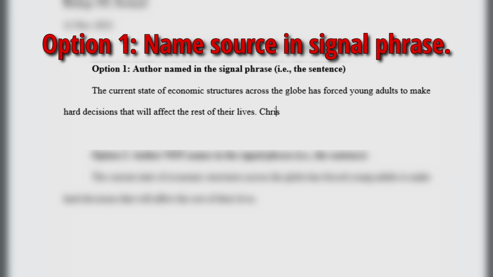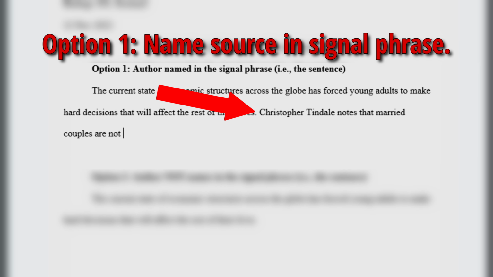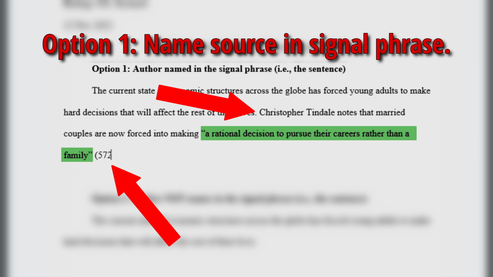First, we can name our source in the signal phrase, which is the sentence in which the source material will be used. So here I typed the author's name in and then added the part of his work that I wanted to use. Because I have named the source in the signal phrase, I do not need to identify the author in my parentheses, just the page number.